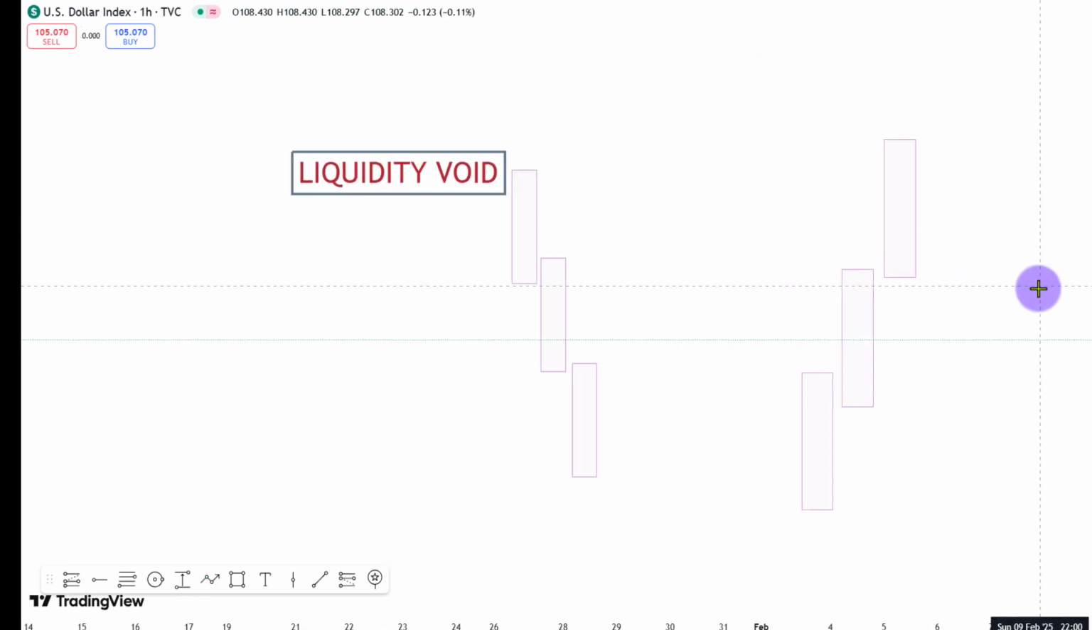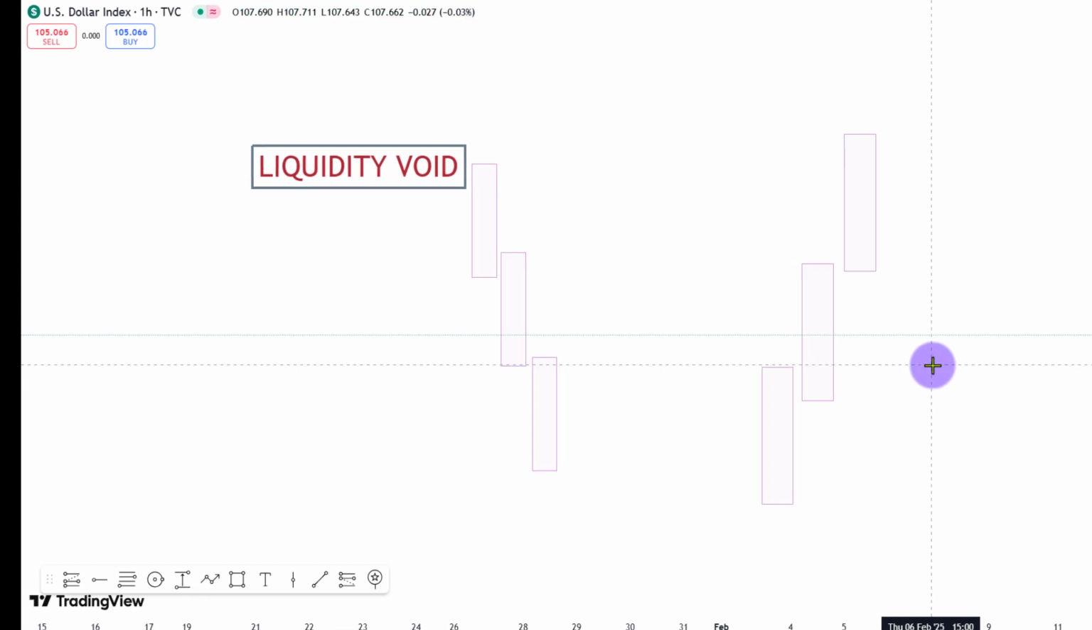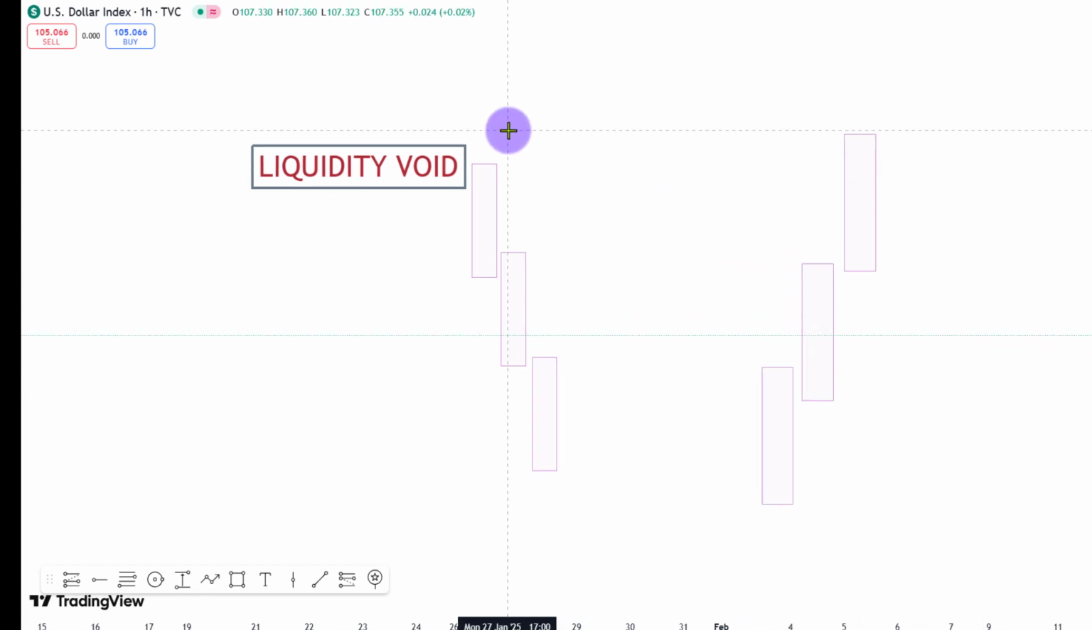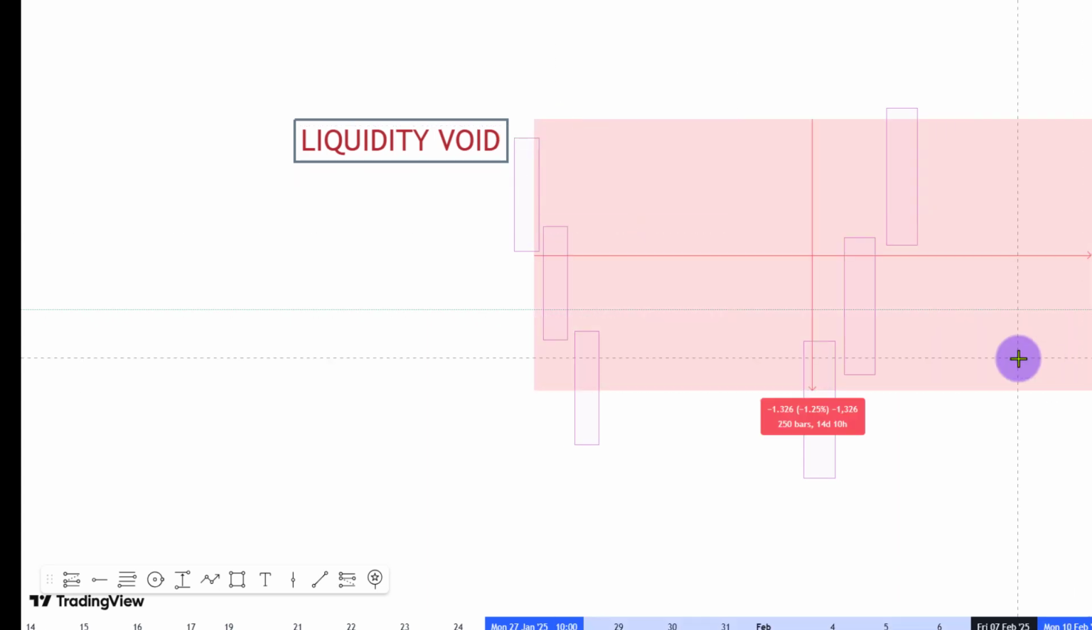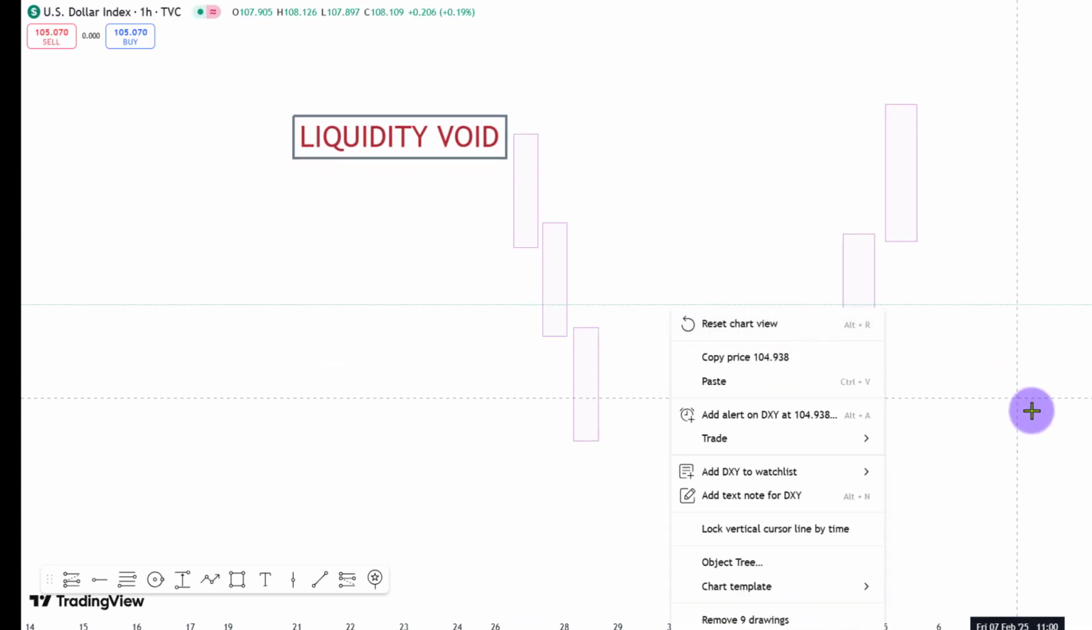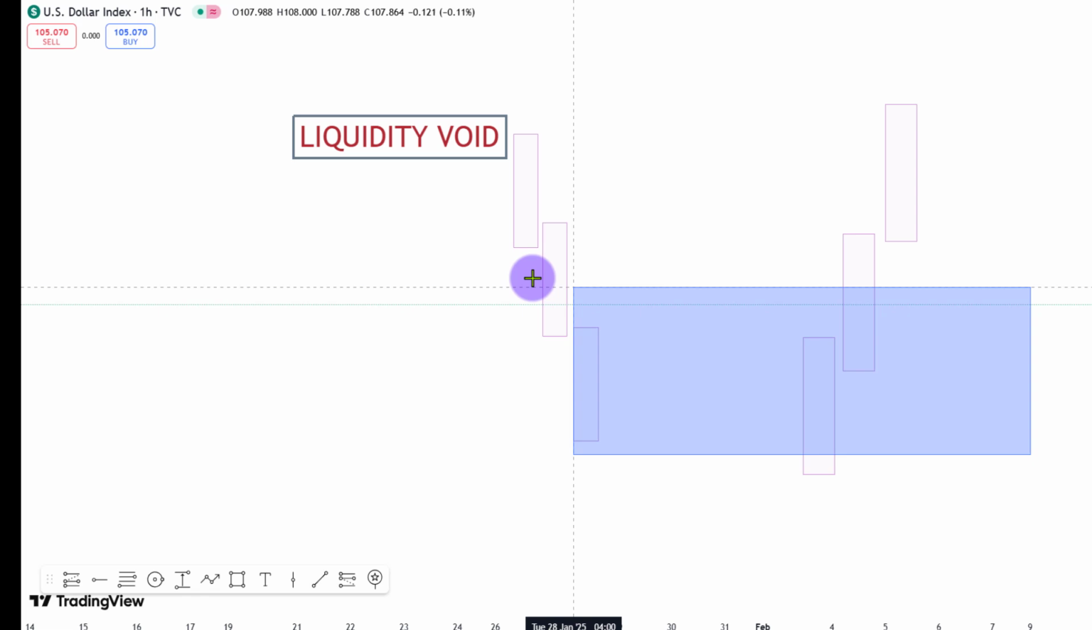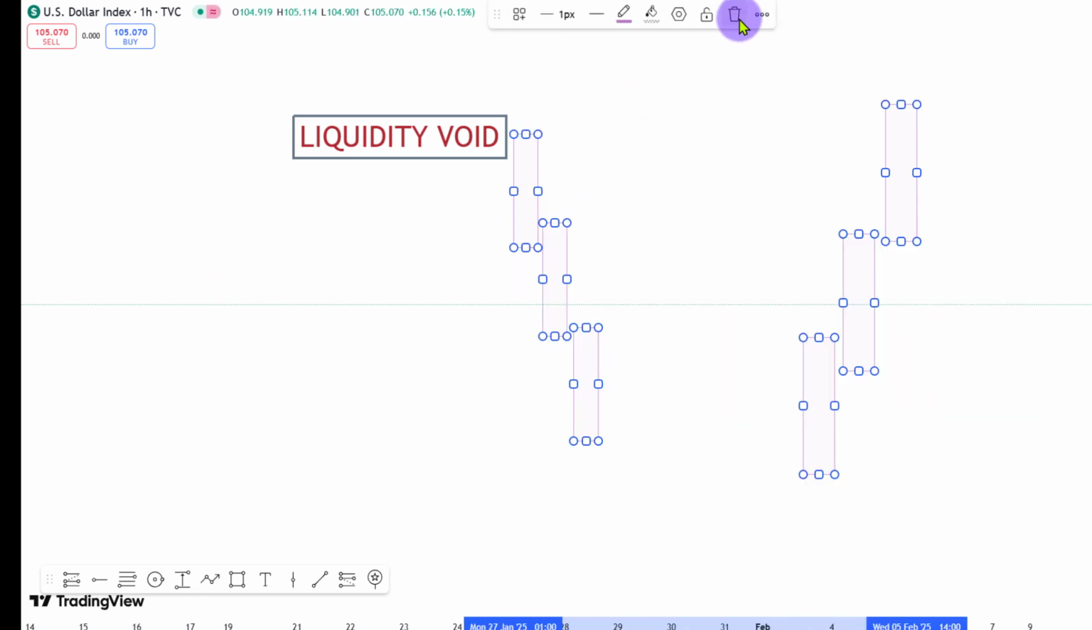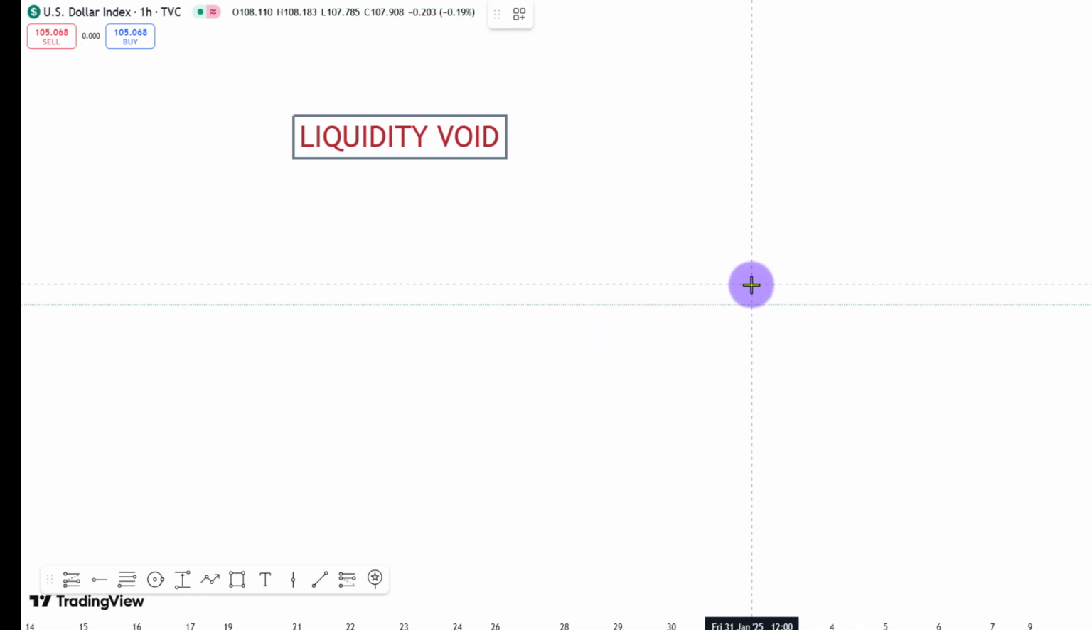Liquidity voids are inefficiencies in price action that institutions would usually want to rebalance before taking the next long move. They would like to rebalance the previous inefficiency that was created in price action.